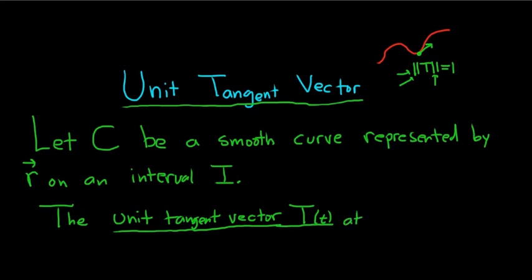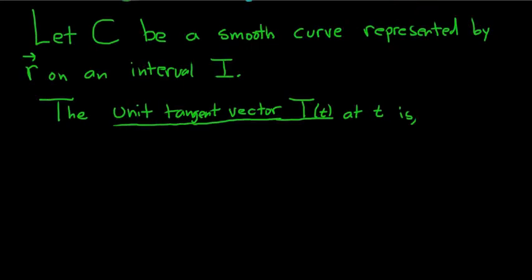At the value of the parameter t, basically what you do is you take your velocity vector. If r is your position, the derivative of position is velocity. So you take r prime of t. That's a velocity vector, and you normalize it. You turn it into a unit vector, so basically you divide by its magnitude. Now this big T is a unit vector.